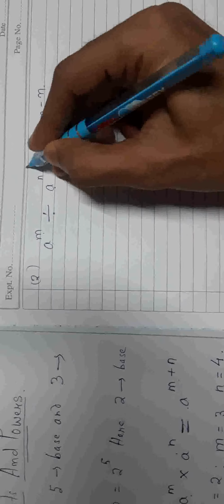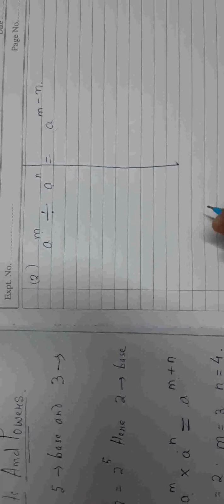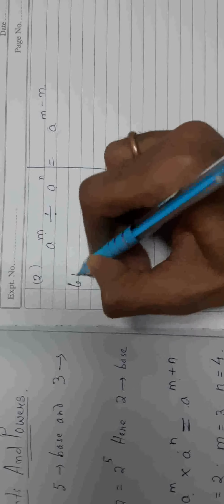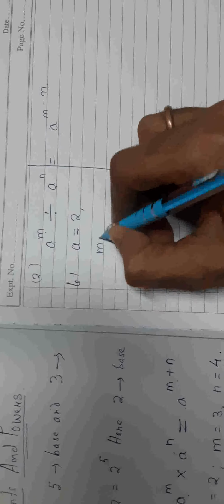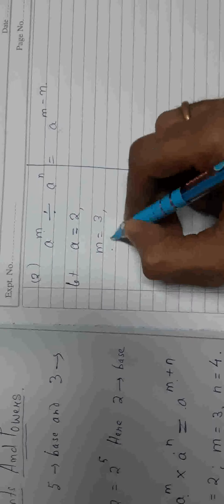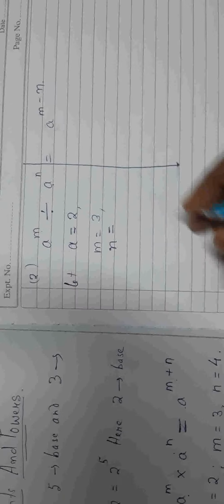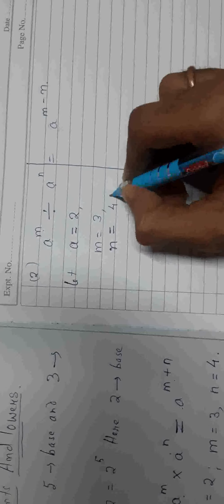Now if I have to verify this formula as well, let us take the previous example only, where we have considered that a is equal to, let's say, 2, m equal to 3, n equal to, let's say, 4. A simple example.